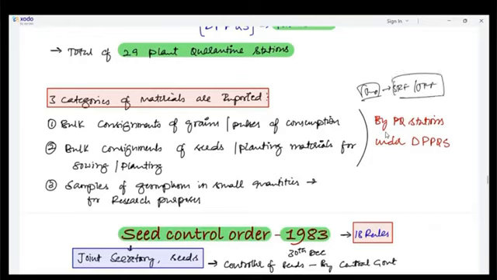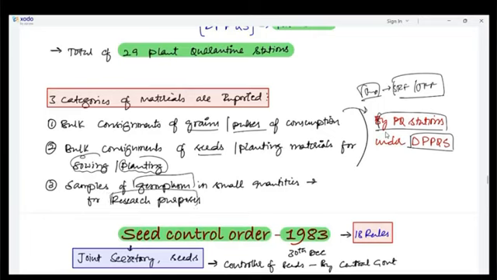Bulk consignments of grains and pulses for consumption are directly imported, and this is under the control of plant quarantine stations under DPPQS. Also bulk consignments of seeds and planting materials for direct sowing or planting for commercial purpose are under DPPQS. But if the samples are for germplasm, in small quantities or for research purpose, this is under the control of NBPGR. So where is this NBPGR located?